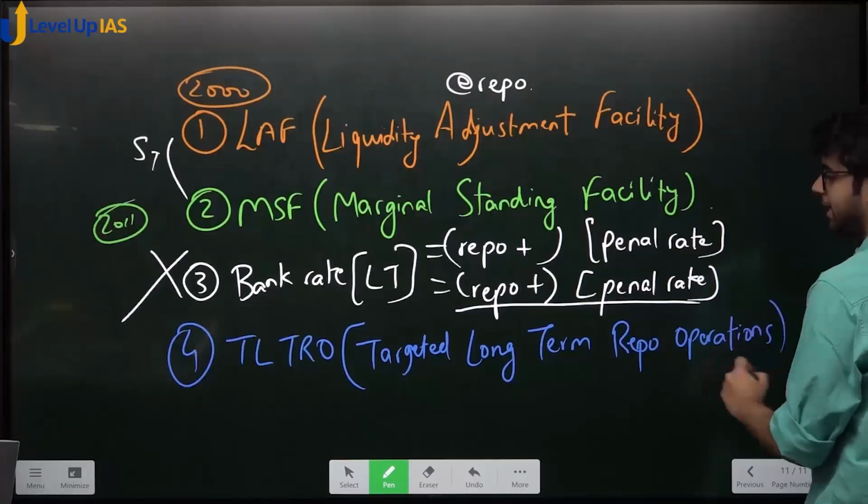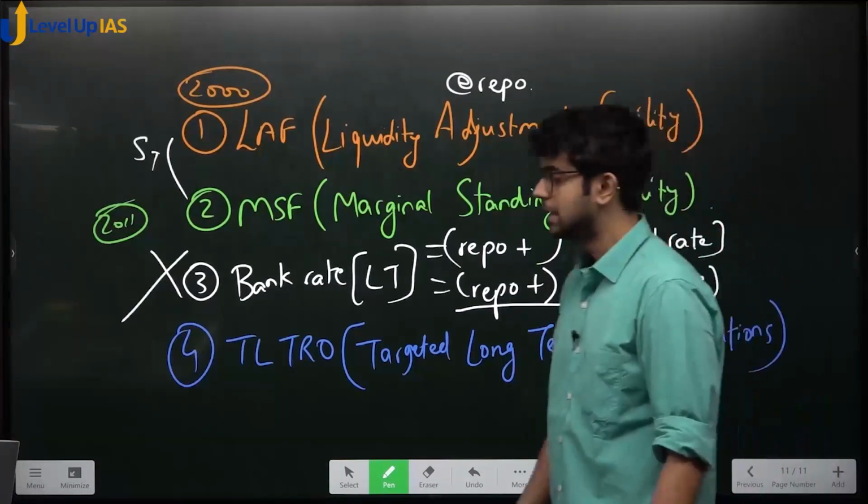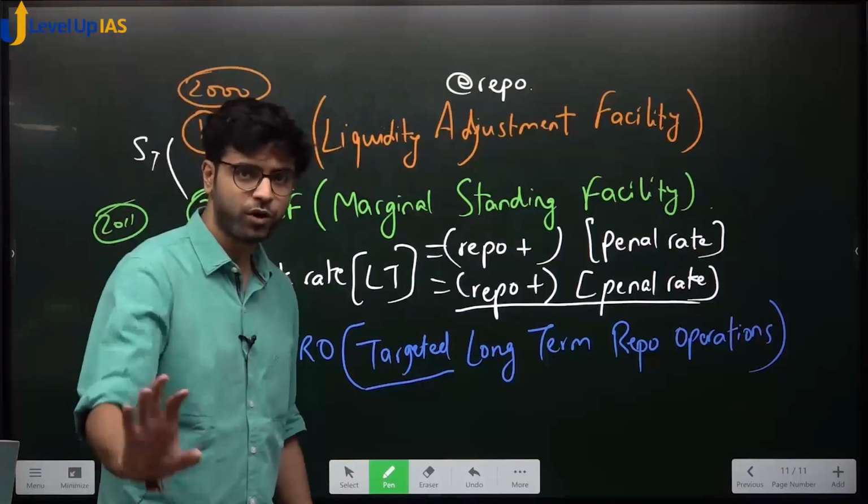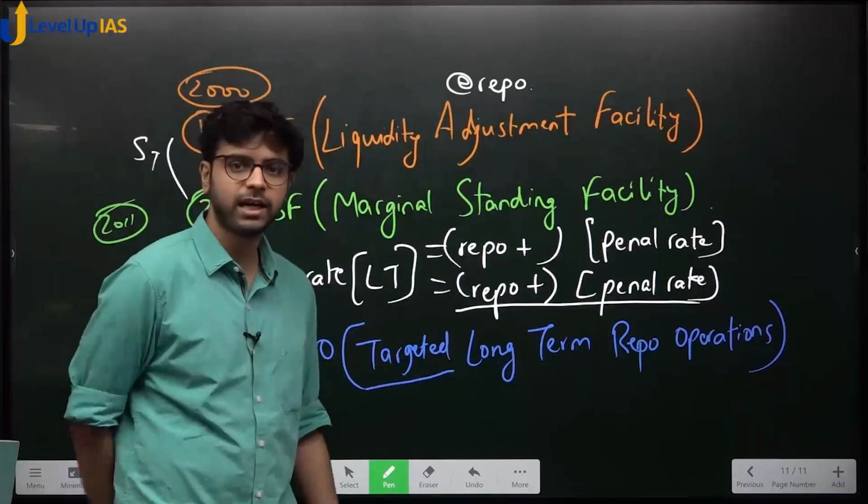This was not there earlier. This is new. Why is it called targeted? Because it is targeted towards specific borrowers only. A separate track, a fast track, is created for funds.